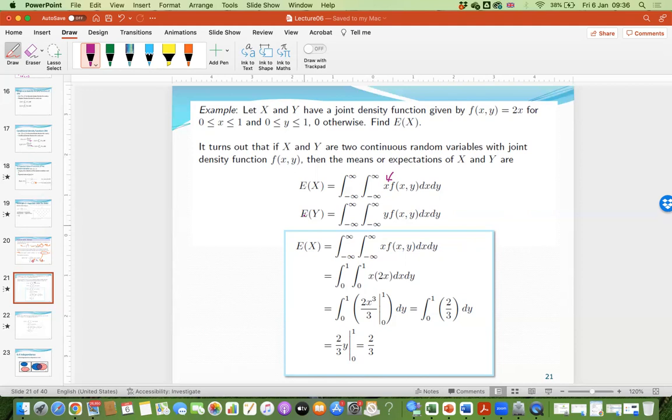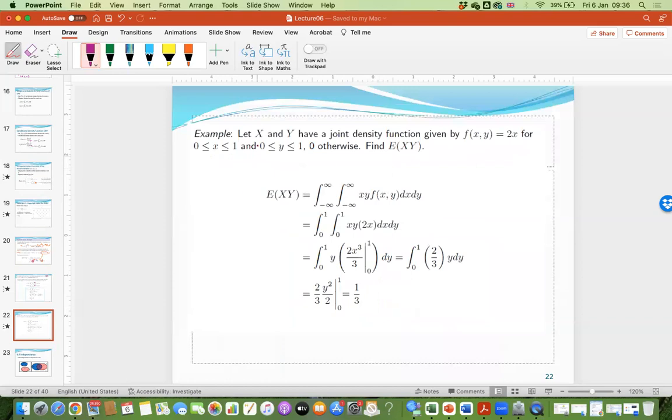But if you want to find the mean of y, then you times y in front, okay? And still the same, integrate dx first, then dy. So in this case, I want E[X], and therefore I put the x in front. My equation is 2x, I put it here. So I do the integration of dx first, and therefore I get my expected value is 2/3. You can try the same one to find E[Y]. Are they the same?